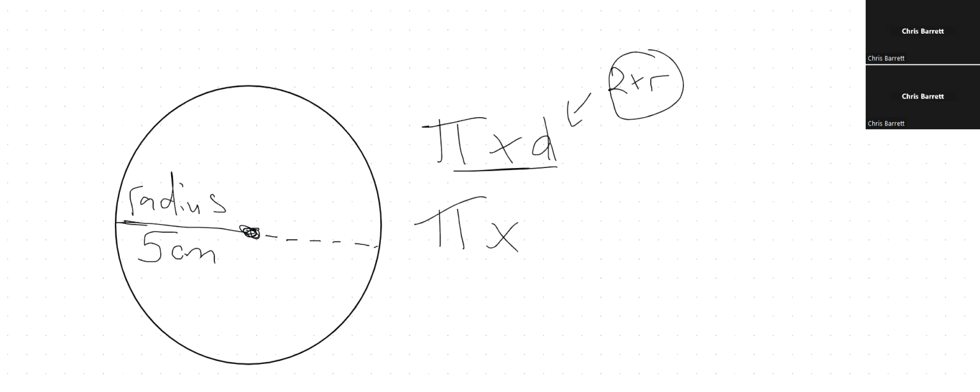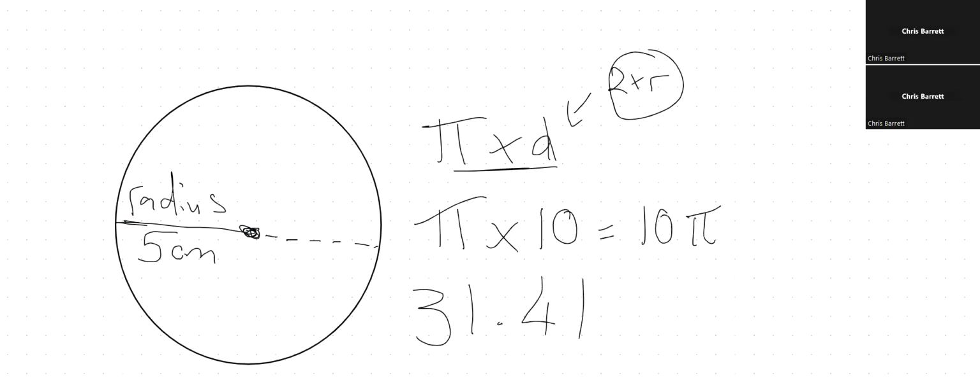So 5 multiplied by 2 gives me 10. So in terms of pi, that gives me 10 pi. Then I go to my calculator, and I'm just going to look at the degrees of accuracy. Let's do it to 2 decimal places this time. So pi multiplied by 10 gives us 31.41592 and so on.